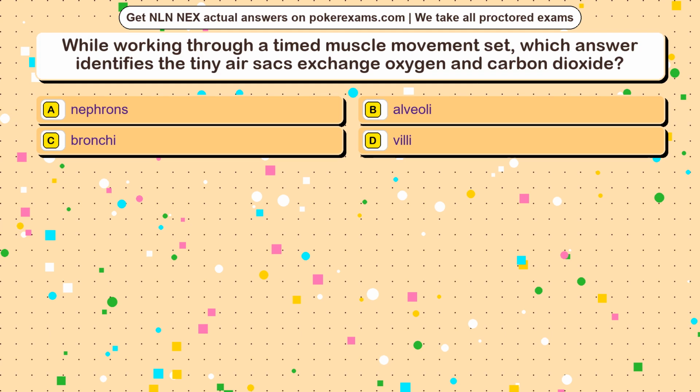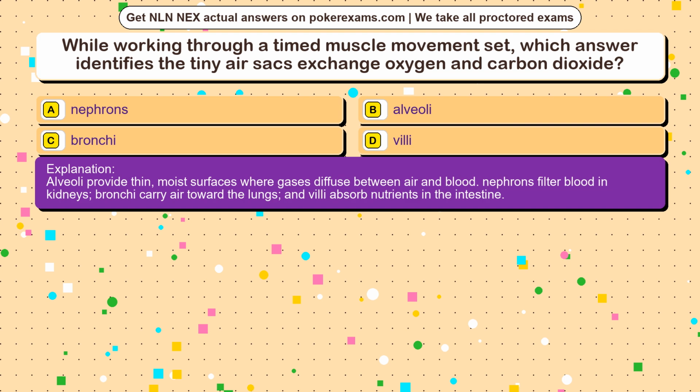The correct answer is option B. Alveoli provide thin, moist surfaces where gases diffuse between air and blood. Nephrons filter blood in kidneys, bronchi carry air toward the lungs, and villi absorb nutrients in the intestine.